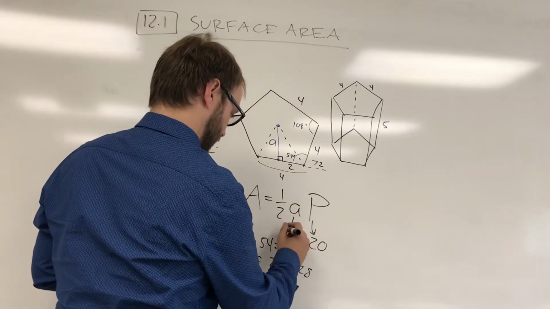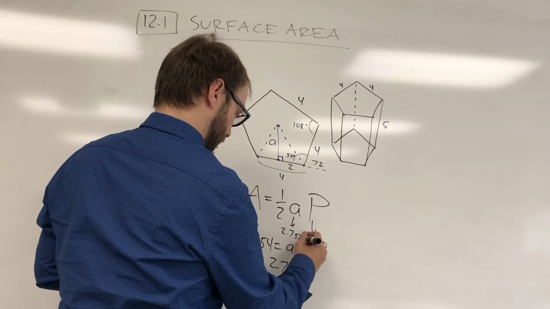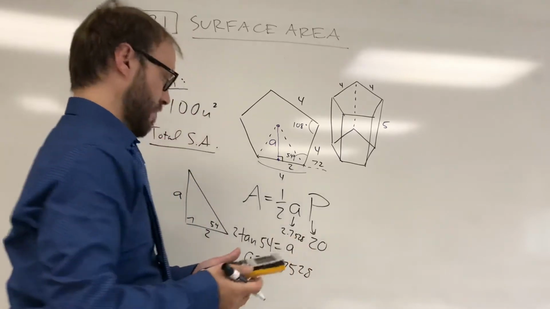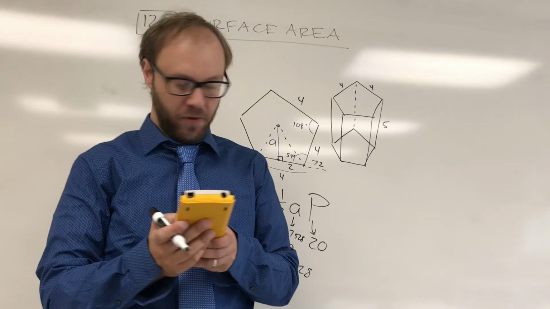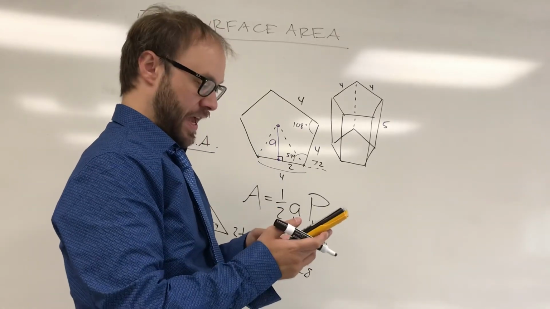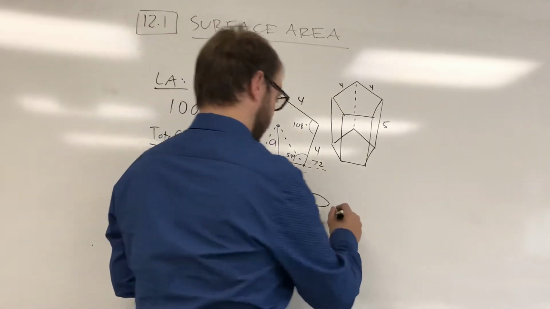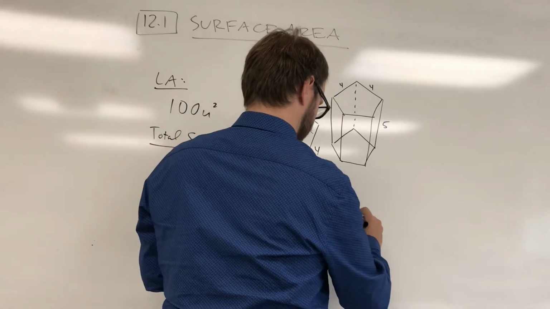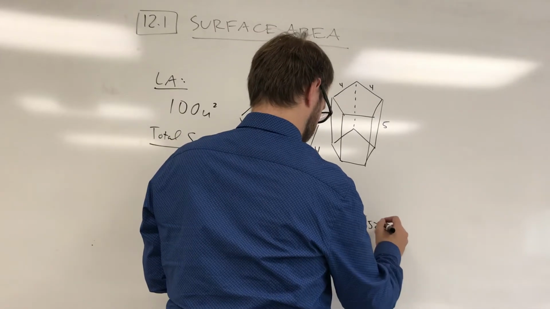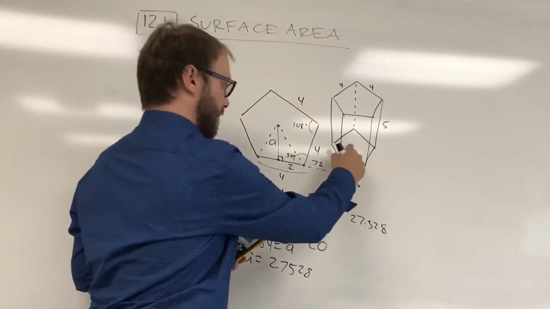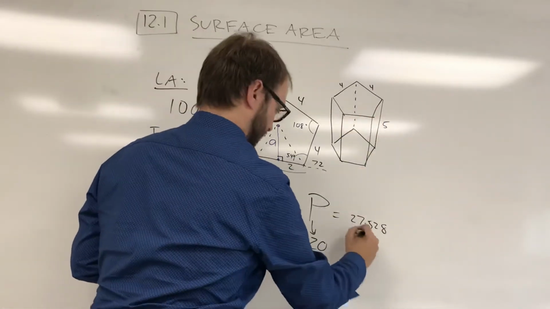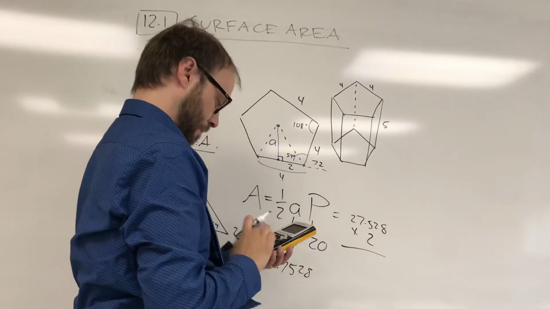So half of 2.7528. And actually, if you can leave that in your calculator, that's even better. So I'm going to divide my apothem by 2. And I'm going to multiply by the perimeter of 20. And my area of one pentagon is about 27.528 square units. Okay? We've got a bottom pentagon. We've got a top pentagon. So you're going to have to double that.